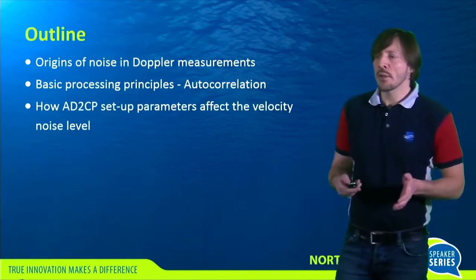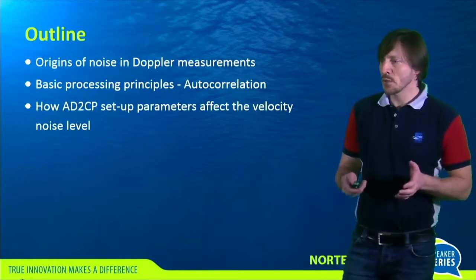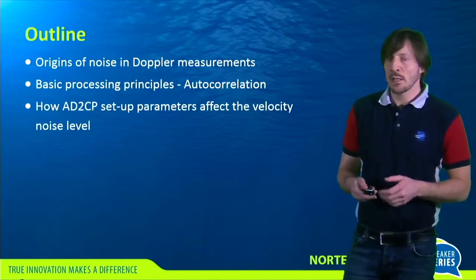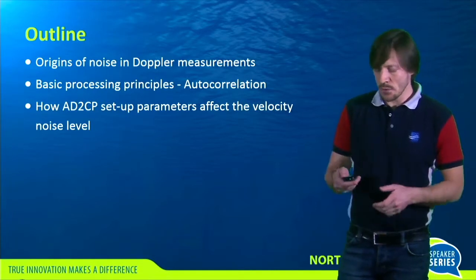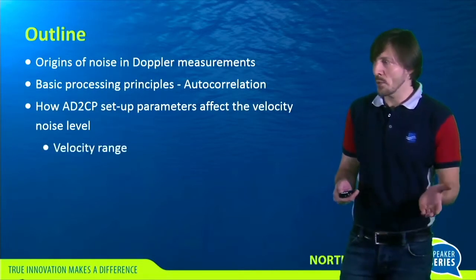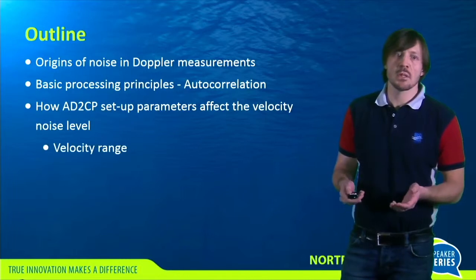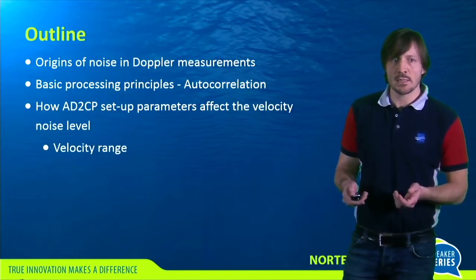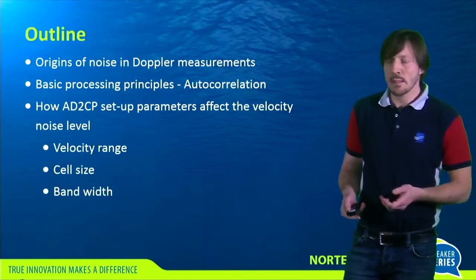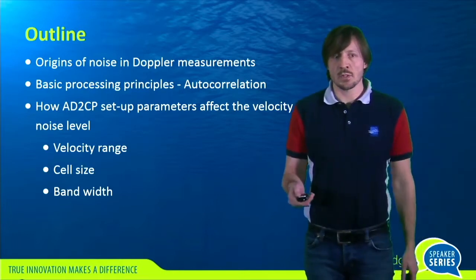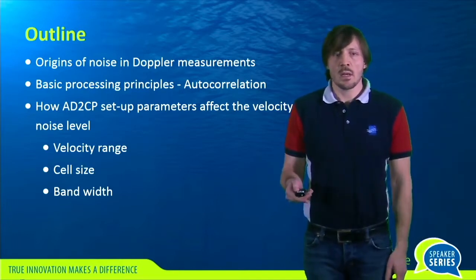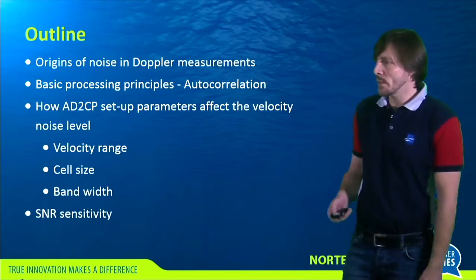And we'll see how the setup parameters that the user can set up for the Signature can affect velocity noise levels. These parameters are velocity range, cell size, and bandwidth. And finally, we'll also talk a little bit about SNR sensitivity.